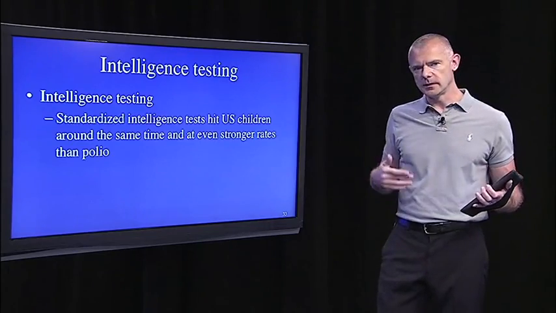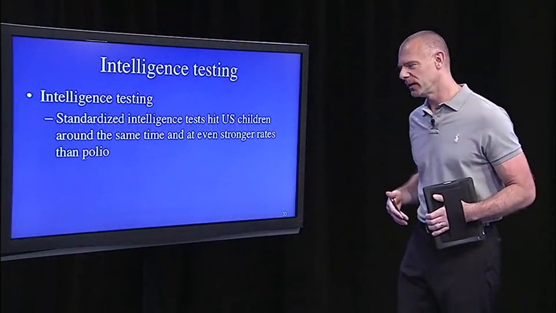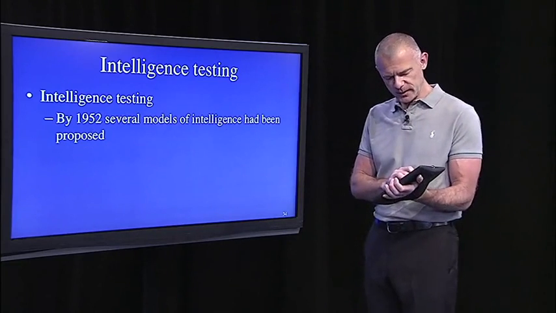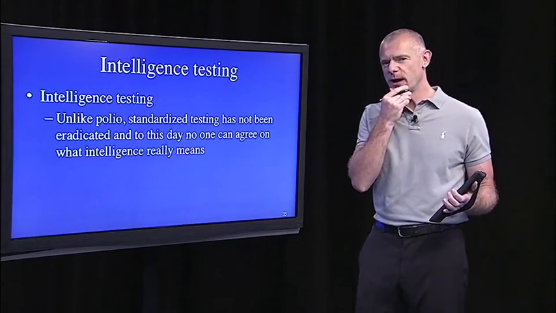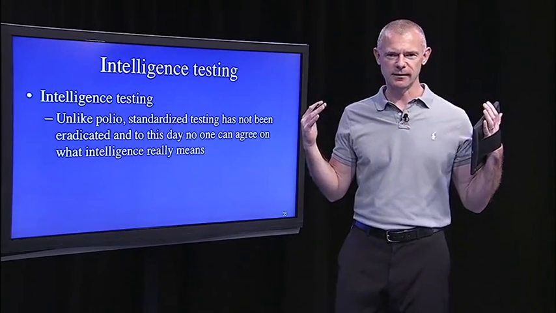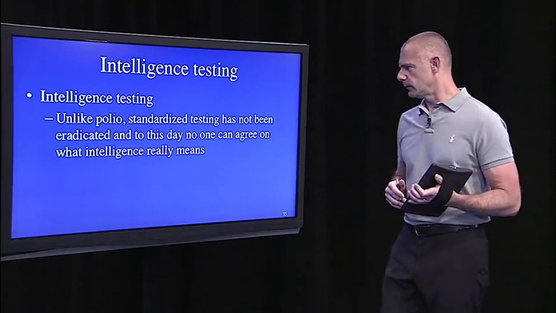So this first example is intelligence testing. This is sort of meant to be a joke, but when you look at the history, it's actually true that standardized intelligence testing hit the United States around the same time as, and at even stronger rates than, polio. Unfortunately for U.S. children, we have not eradicated standardized intelligence tests. They're still administered, probably at stronger rates today than ever, and it's not clear why we're still doing that.